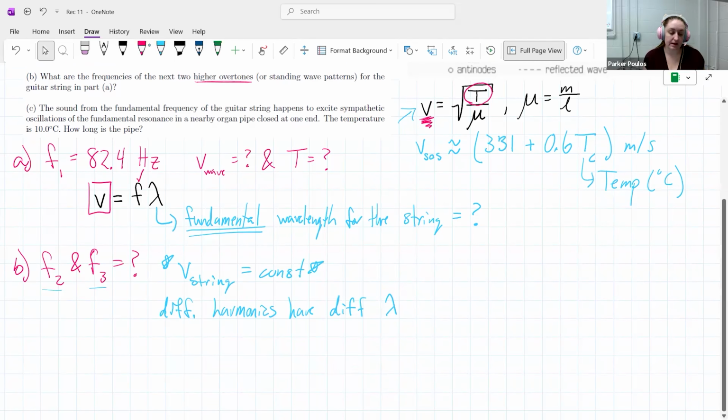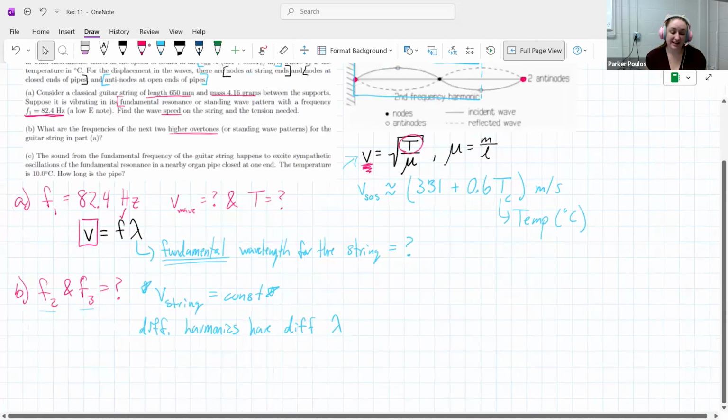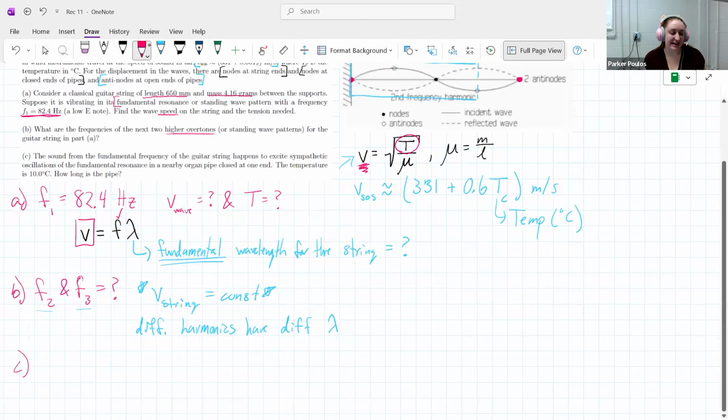Finally, in part C, we are putting our guitar now near an organ pipe that's closed at one end, and we see it excites some sympathetic oscillations. You might already know a little bit about sympathetic oscillations from the pop culture, I guess, image of an opera singer holding a wine glass.